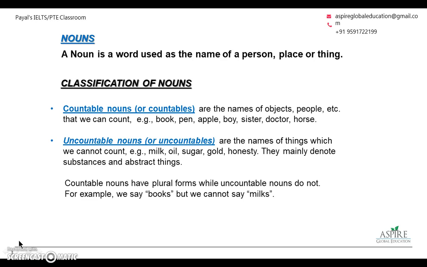Yet I can see so many other things which I can't count, like milk, oil, sugar. They're also nouns, but they're uncountable nouns. So, uncountable nouns mainly denote substances and abstract things. Countable nouns have plural forms like apple, apples, boy, boys, pen, pens, while uncountable nouns do not. For example, we cannot say milks or sugars. We can say books or pens. So there are different ways to express the plural form of these uncountable nouns, which will be discussed later.